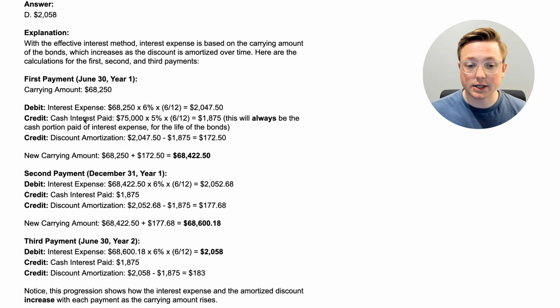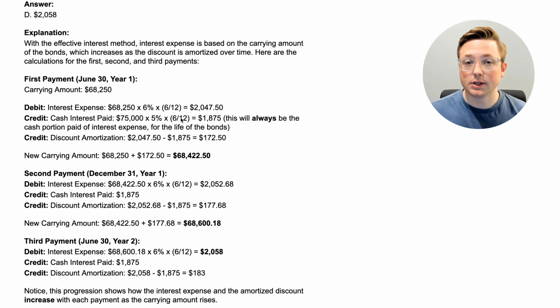You would credit cash interest paid. So this is the interest that is actually paid. This is the cash actually paid. You use the face value to multiply that, and you use the stated rate for that. So again, interest expense, you're using the carrying value and the market rate. For the interest paid, you're using the face value and the stated rate.